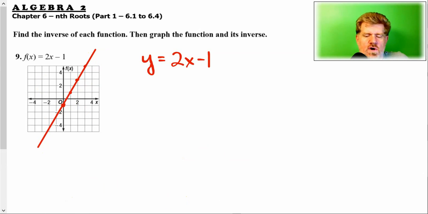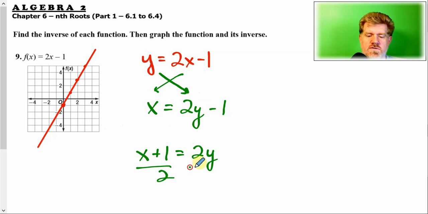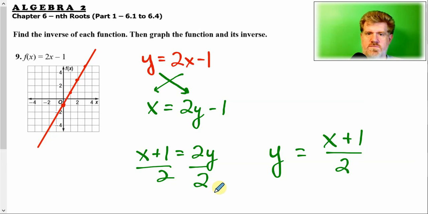Okay, here's how you can always find an inverse. An inverse is you just flip them. You just take that x and that y and you just switch their positions. That's all you do. Then you solve this equation for y. Let me add 1 to both sides. And now let me divide by 2. So y is going to equal x plus 1 over 2.